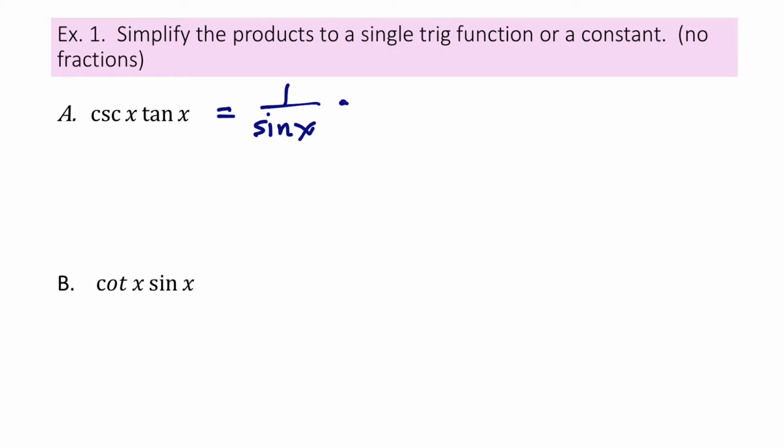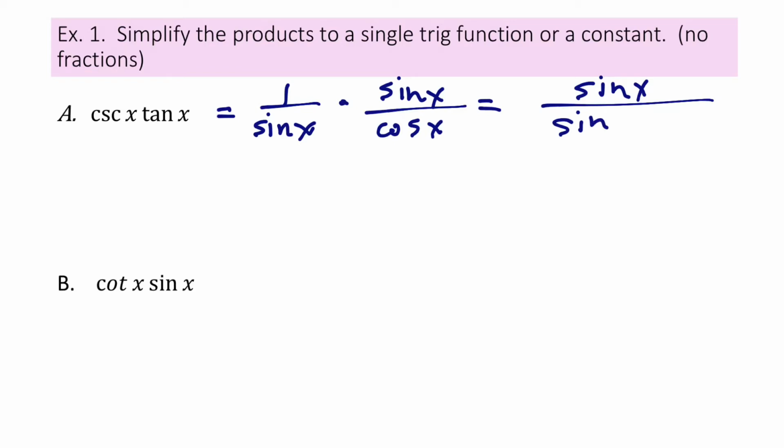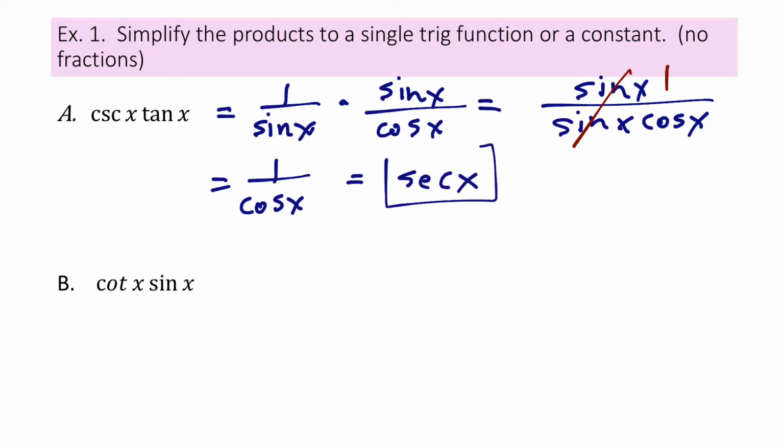And this is a product, so I'm going to put a dot here. So we know the tangent of x is equal to the sine of x over the cosine of x. So this is equal to the sine of x divided by the sine of x times the cosine of x. So I can go ahead and cancel out the sines, and I'll be left with 1 over the cosine of x, which we know is equal to the secant of x. So this is our simplified form of the given product.